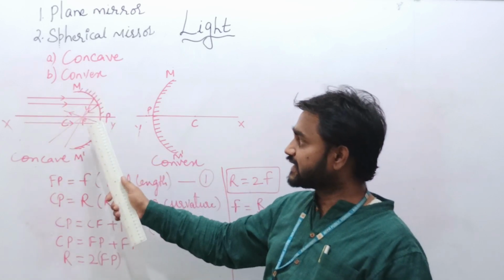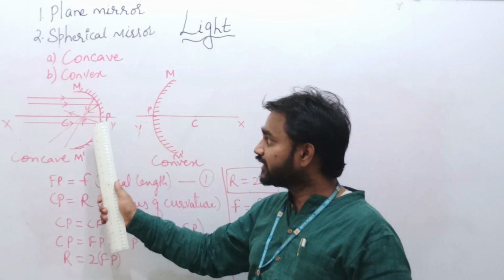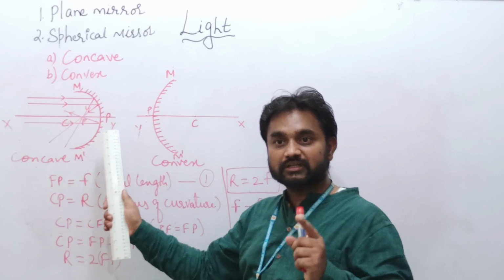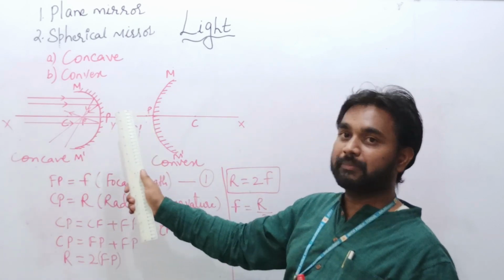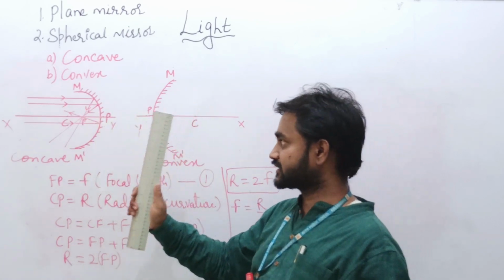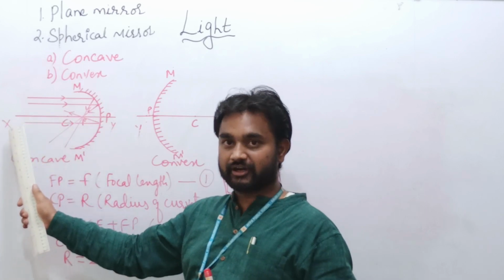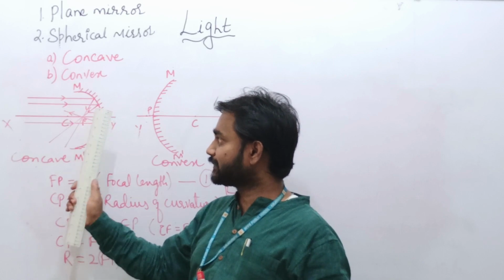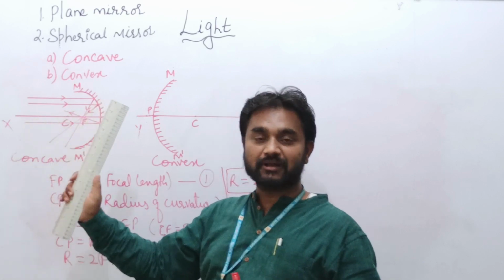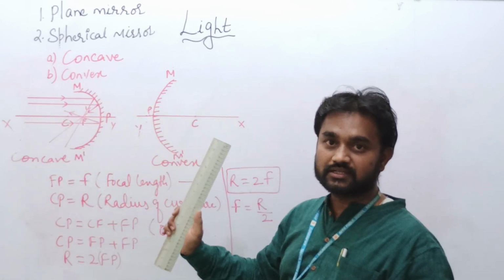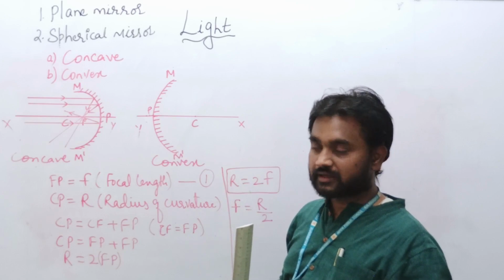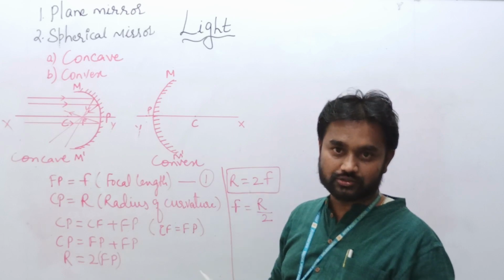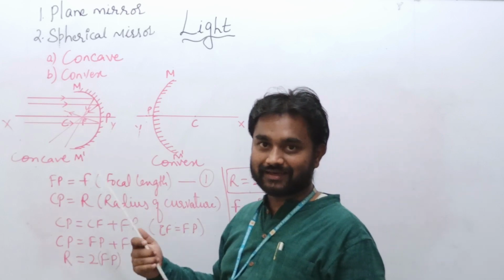One thing you have to remember: in the concave mirror we can obtain both real and virtual images depending upon the position of the object. The object is always placed in front of the reflecting surface. The principal focus, the center of curvature, and the principal axis are all real in the concave mirror. The concave mirror is also known as the magnifying mirror.